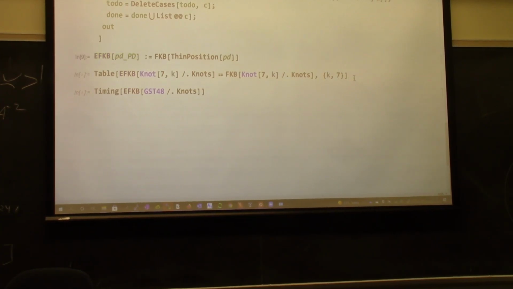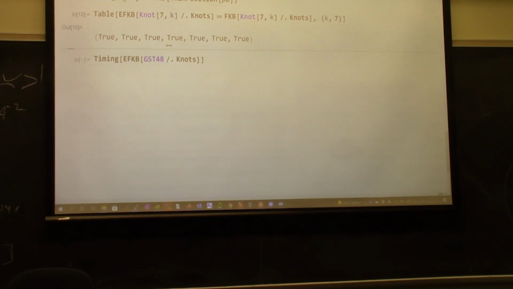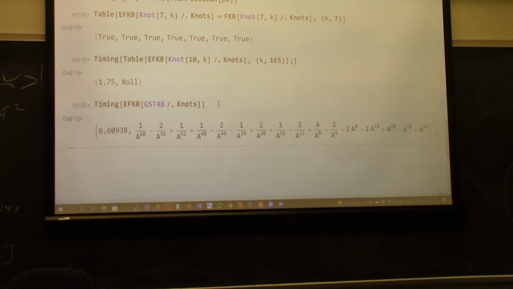We can test if it gives the same answers. It does. Maybe I should have also checked if it's better on the knots with 10 crossings. So all I need to do is to change fast to extra fast. And it did do better. And now if I do it for the 48 crossing knot, again, this should take 100 years if we don't do any trickery. So let's see, it took 6 seconds. Okay, so that was worth pursuing. I think we should pursue it a little more next time.